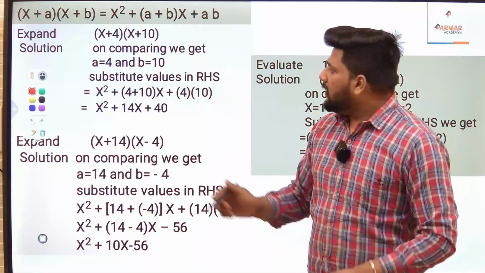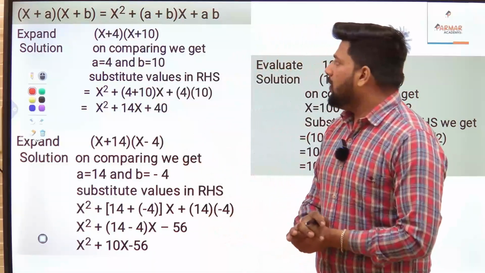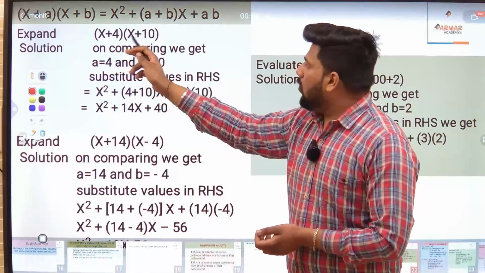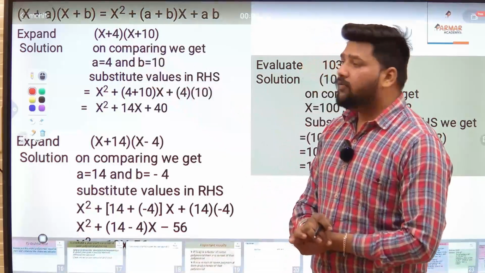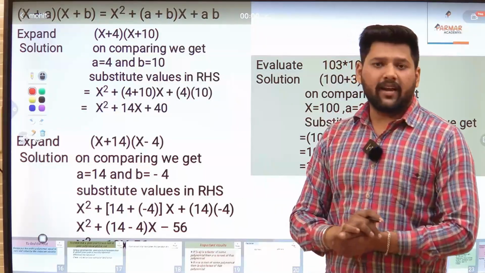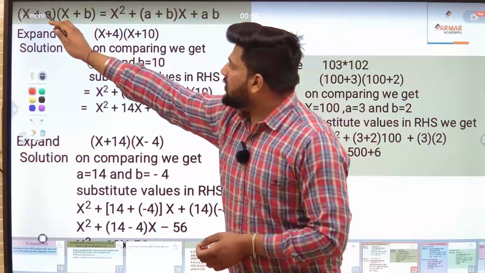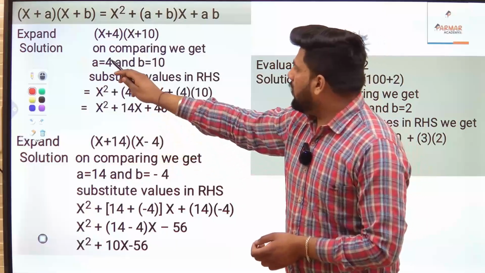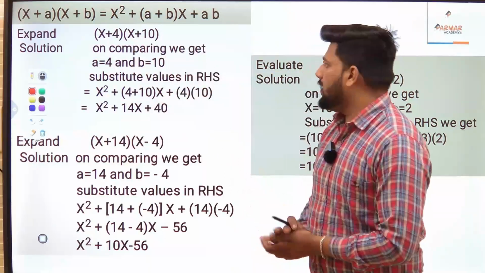Now simply this form is just similar to the left hand side, because the first variables of both the factors are same, and the second term of the first factor is 4, and the second term of the second factor is 10. Now we will compare this one with the left hand side. On comparing we will get a is equal to 4 and b is equal to 10.